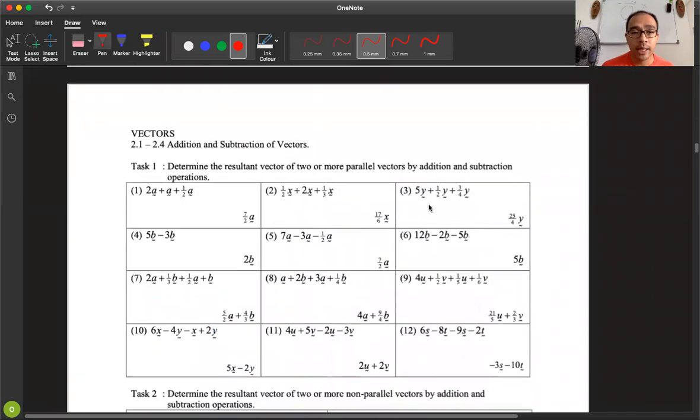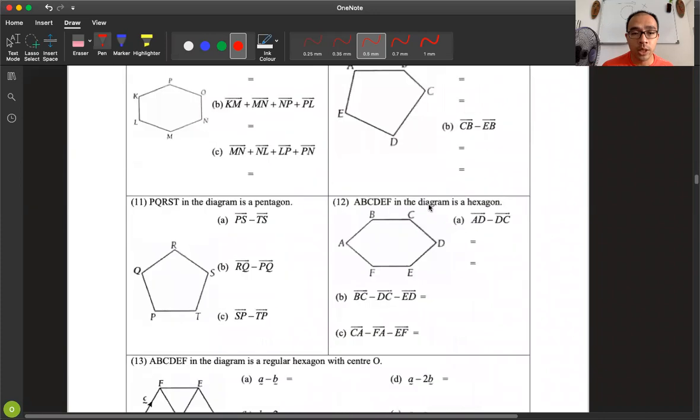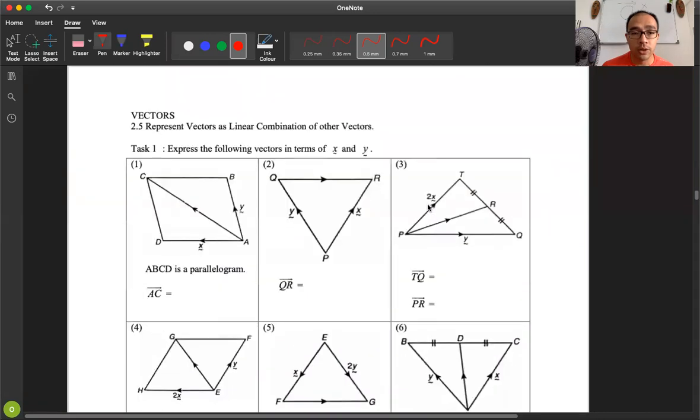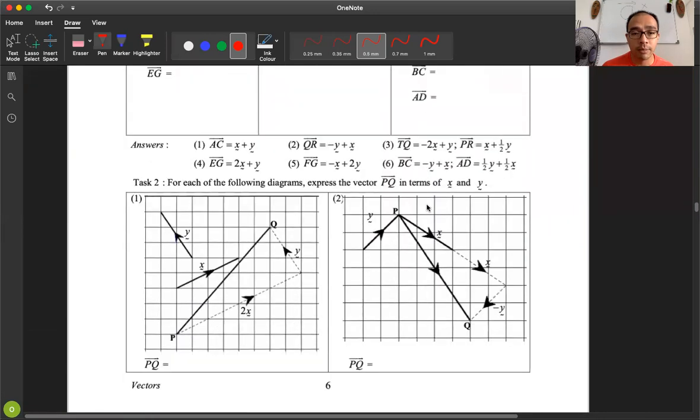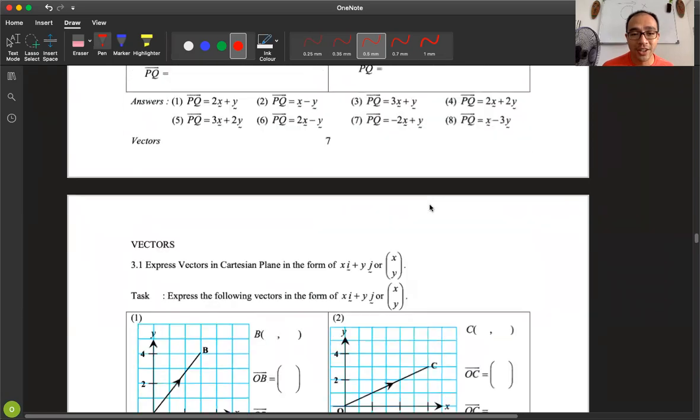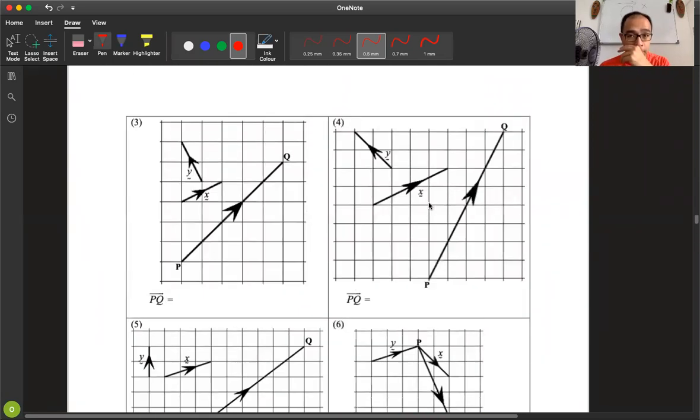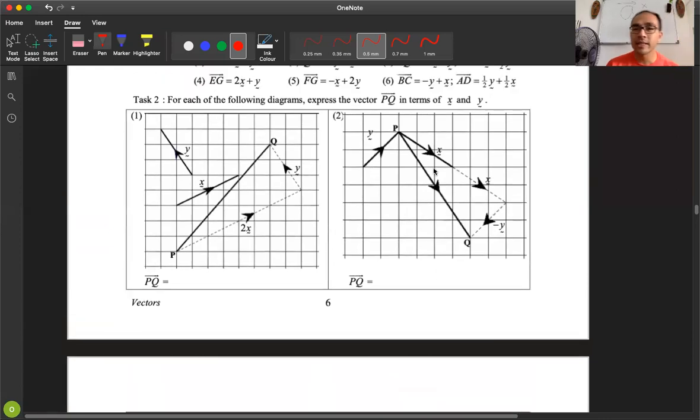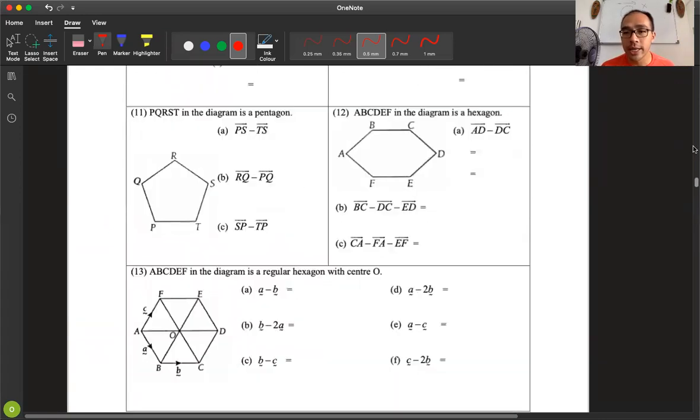Actually, my aim is to finish up to page 7. Yeah, up to page 7. Okay, but I don't know whether it's going to be possible, because actually vector is not that easy. But we'll try and see.